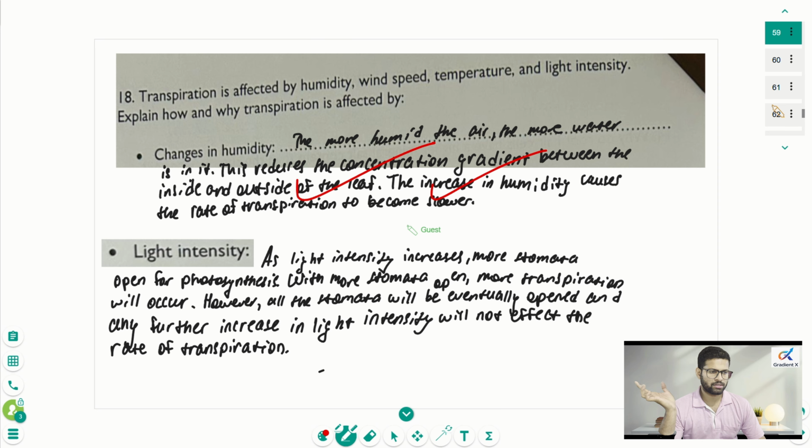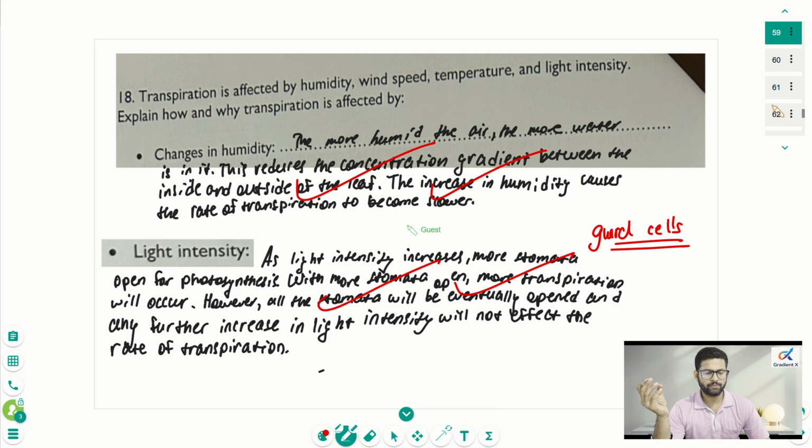That is correct. Light intensity. This is about stomata. Photosynthesis with stomata open, transpiration. You can also mention the guard cells in stomata just to improve your answer. This is correct. Understood? There is nothing wrong over here. Just add the guard cells and your answers will improve.